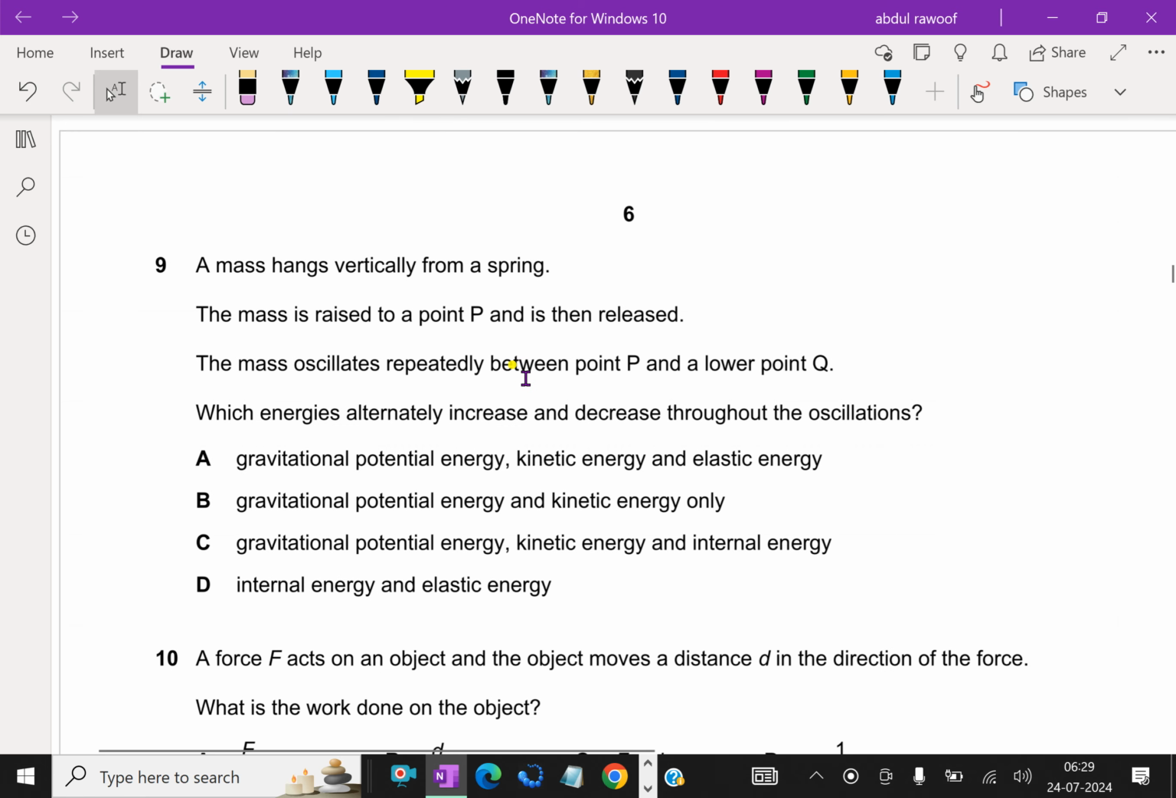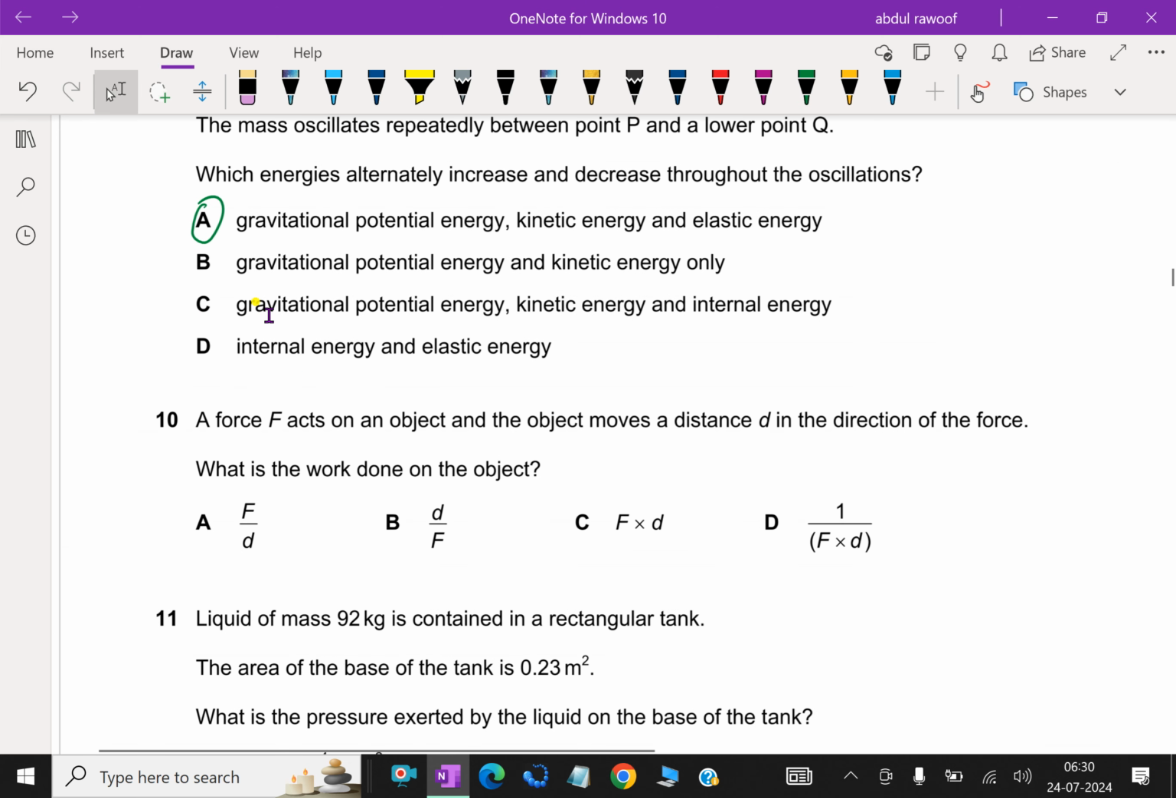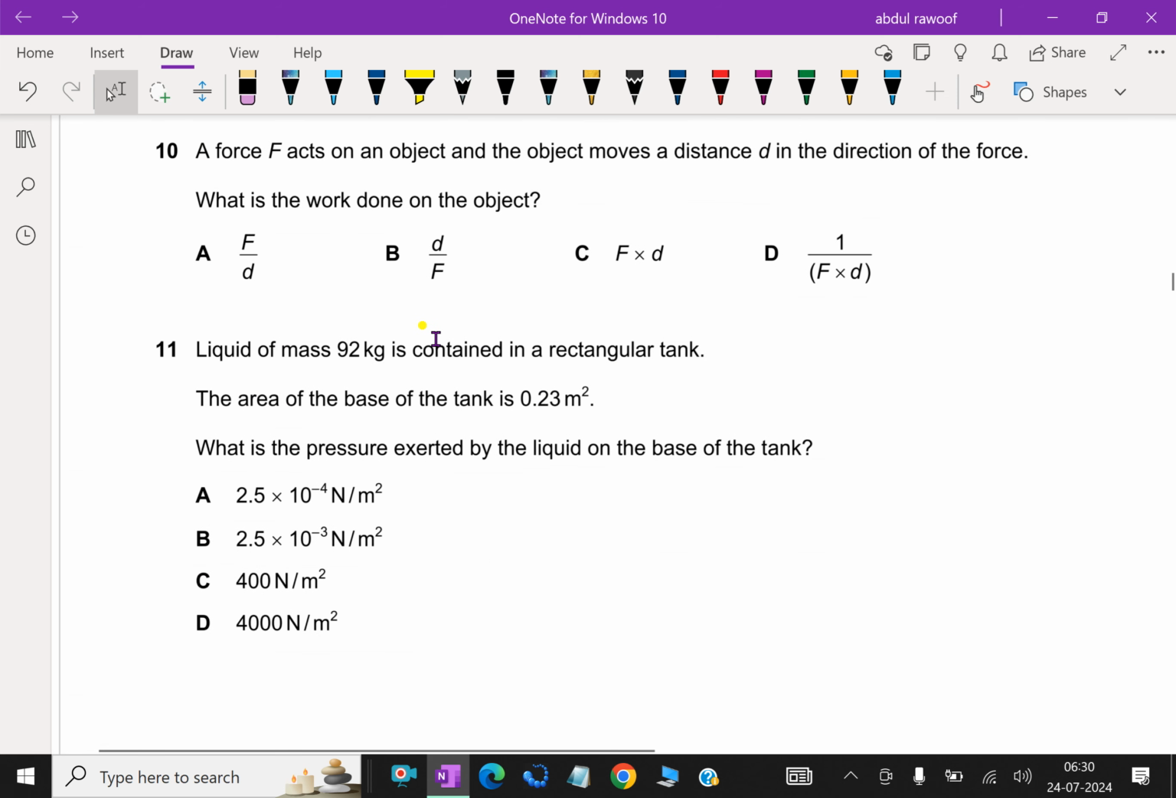Next question. The mass hangs vertically from a spring. The mass is raised to a point P and is then released. The mass oscillates repeatedly between P and the lower point Q, going up and going down. Which energies alternately increase and decrease throughout the oscillations? Gravitational potential energy, kinetic energy, and elastic energy. This is the correct option A. Option B says gravitational potential energy and kinetic energy only, but elastic energy is also involved. Other options are not possible. Next question.